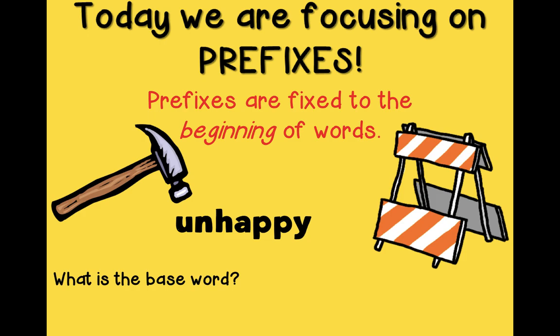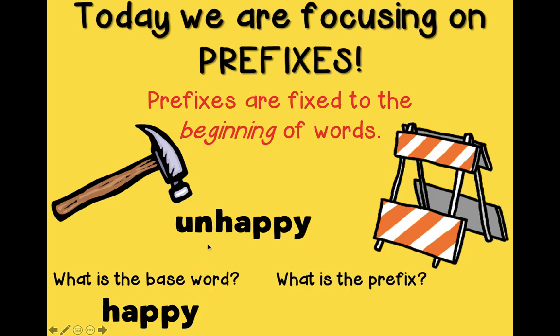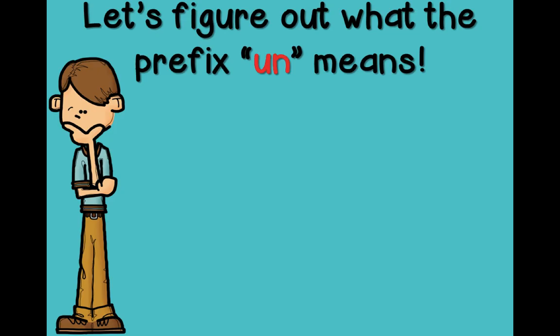And if you think back, we talked about base words, and they also can be called root words. What root word do we see in unhappy? That's right, we see happy. And what do we see is the prefix in unhappy? Yes, if we know the base word is happy, then the prefix is un. So let's look and see, how can we figure out what the prefix un means? What does un mean? Unhappy.